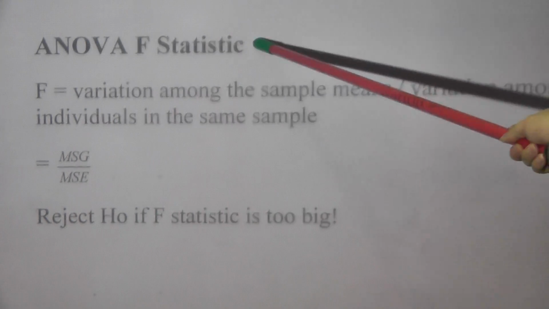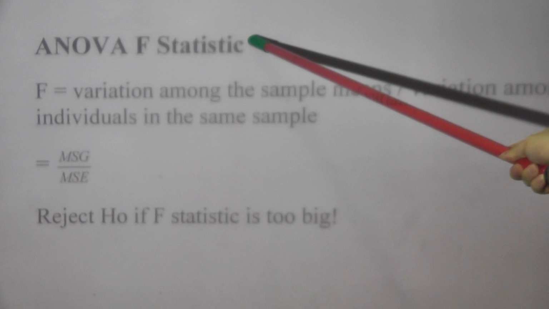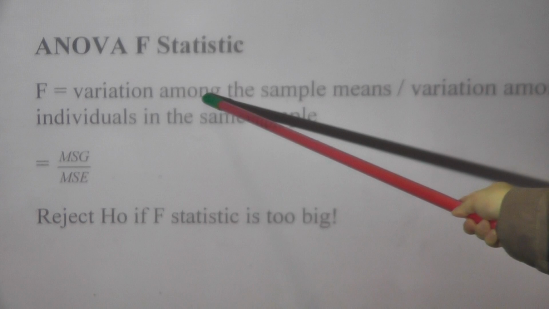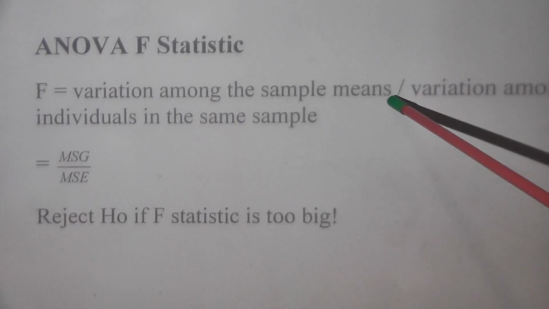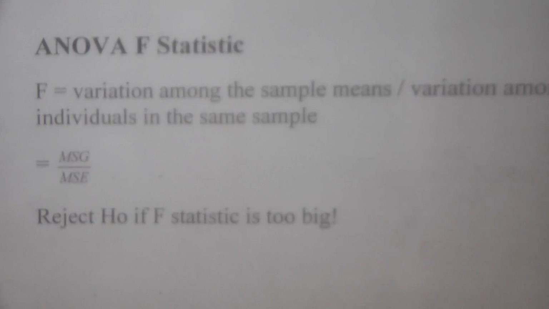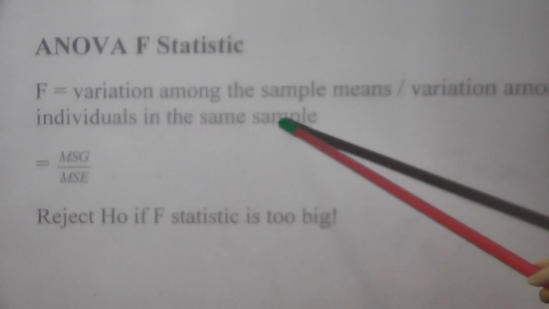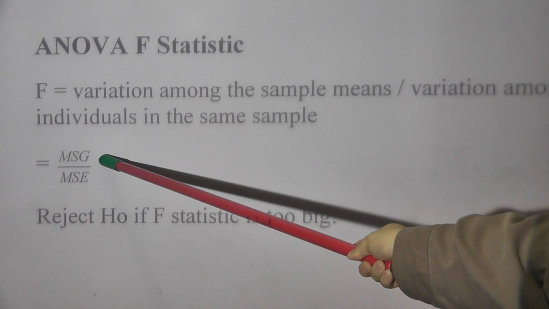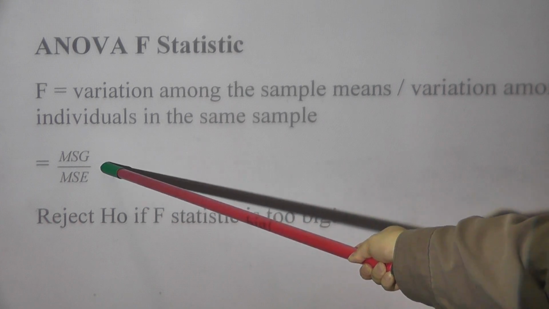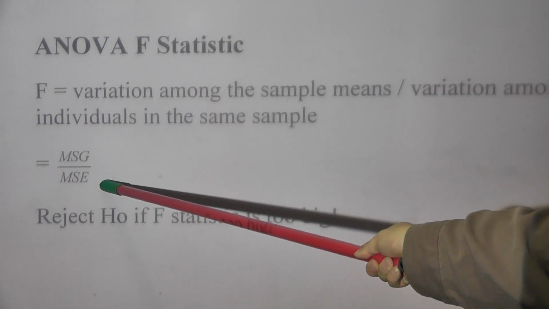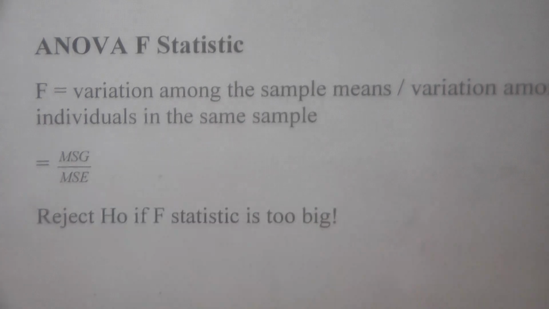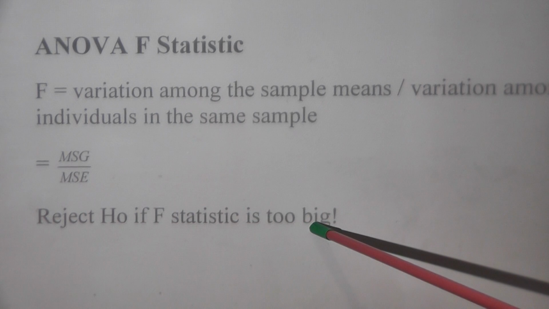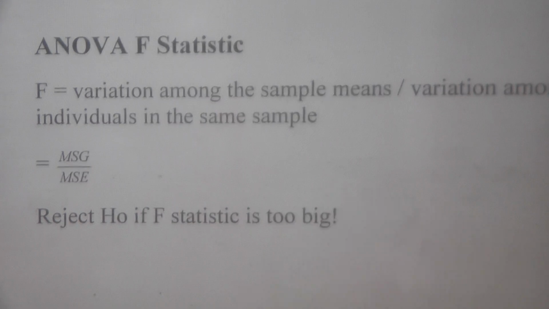Next, let's look at the ANOVA F statistic. F is formed by the variation among the sample means divided by the variation among the individuals in the sample. And this is very easy. It's MSG, mean square for groups, divided by MSE, mean square for error. Okay? And we're going to reject H naught if the F statistic is too big.